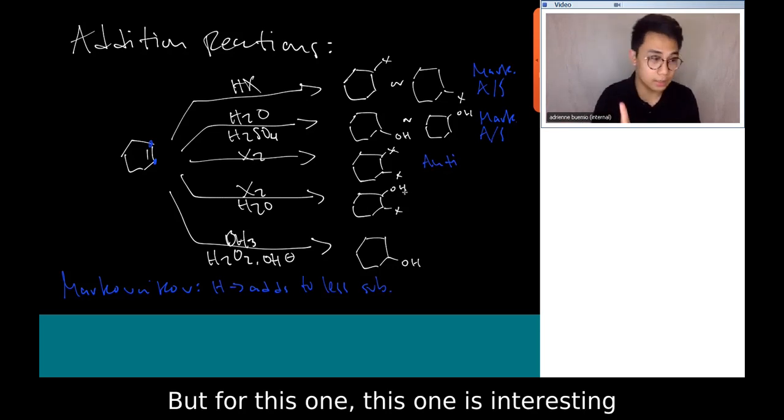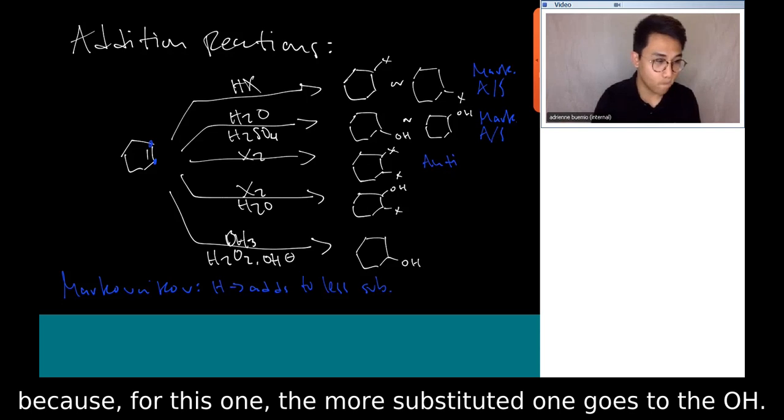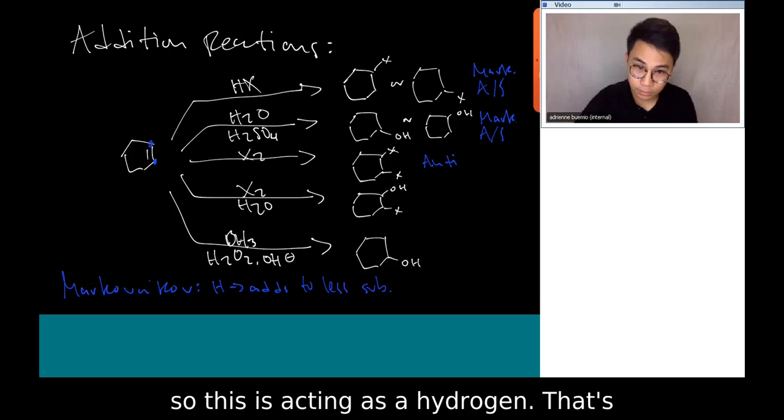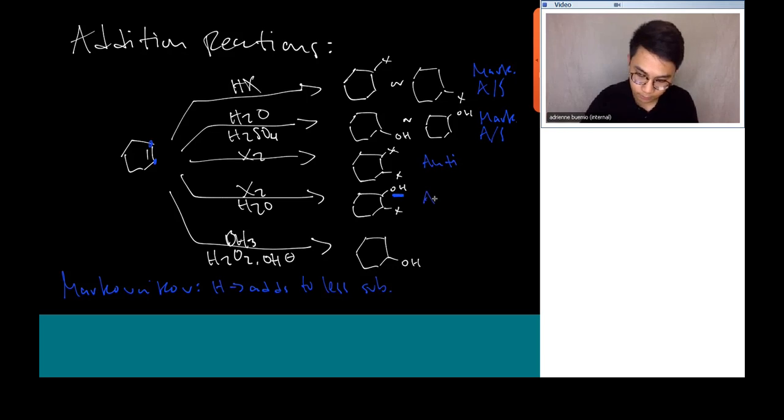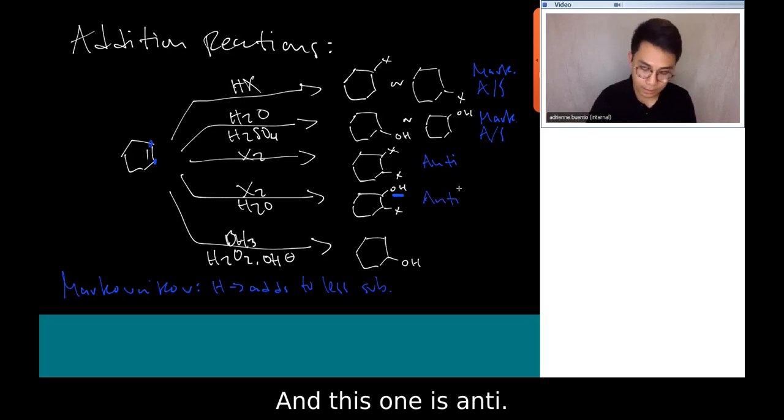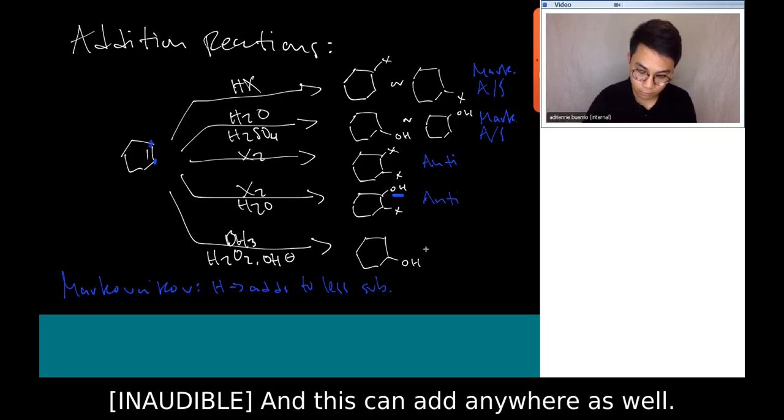But this one is interesting because the more substituted one goes to the OH. So this is acting as the hydrogen, right? This one acting as a hydrogen in Markovnikov's case. But this is still anti, right? And this one is anti-Markovnikov, and this can add anywhere, as well.